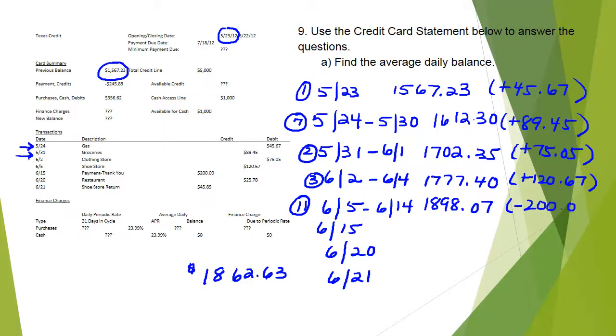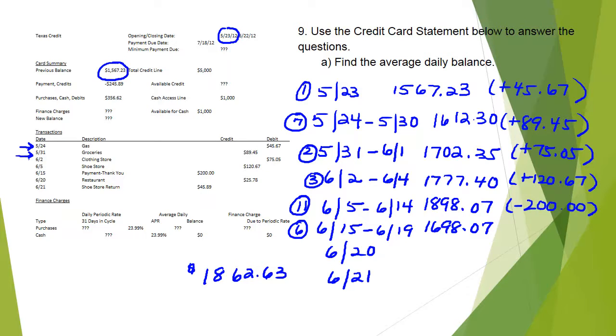Now, at that point, on the 15th, I actually made a payment or got a credit, so I'm going to actually subtract $200, and that's going to stay my balance until the 19th. So if you need to, you can do 15, 16, 17, 18, 19 to count your number of days, but that's going to be for 6 days. And that is going to be a balance of $1698.07.